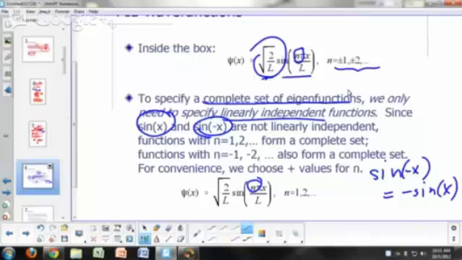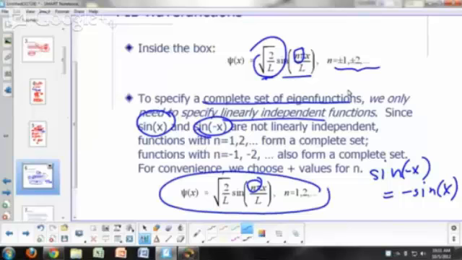So here's our final set of solutions for our particle in a box. Psi would be square root of 2 over L sine of n pi x over L, where n is restricted now to 1, 2, 3, 4, and so on, positive integers. Okay, so that's your quantization right there.